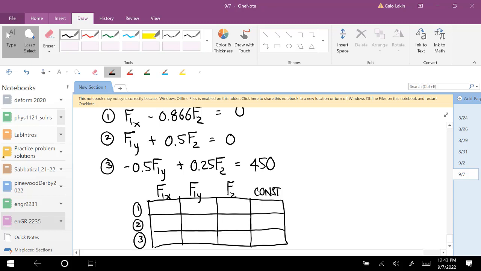So for that first row, we have 1, 0, negative 0.866, 0. For the second one, we have 0, 1, 0.5, 0. For the third one, we have 0, negative 0.5, positive 0.25, 450.